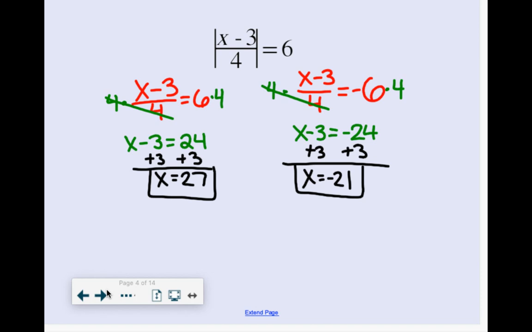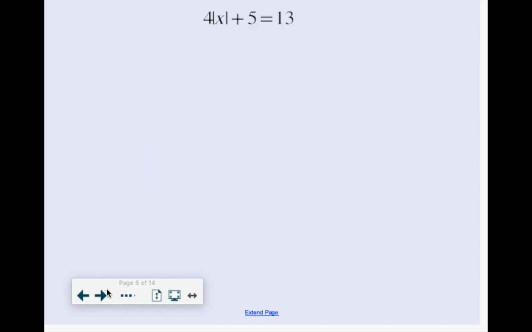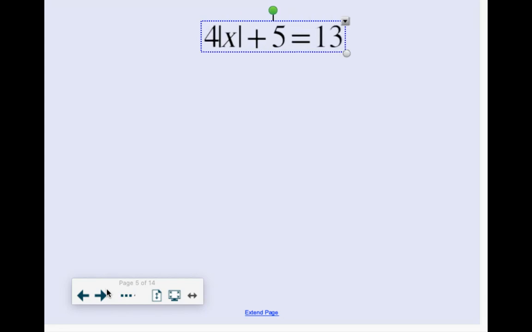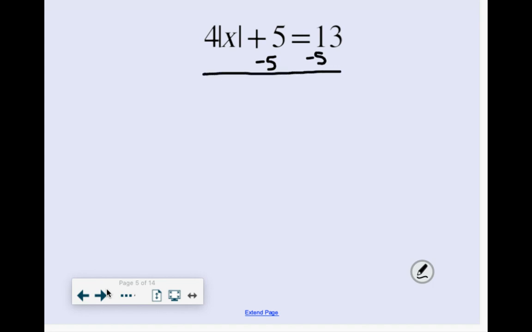Okay, go ahead and pause the video if you need to write that one down. Let's make this a little bigger again. Okay. So the absolute value is not by itself, so I have to do that first. I'm going to start by minusing the 5. 13 minus 5 is 8. So 4 absolute value of x equals 8.